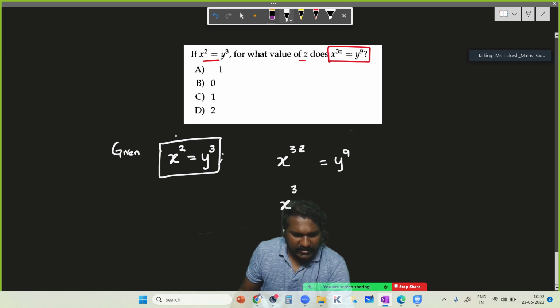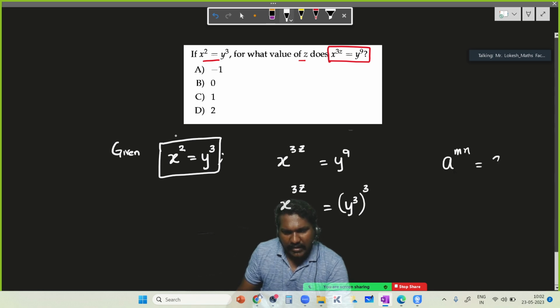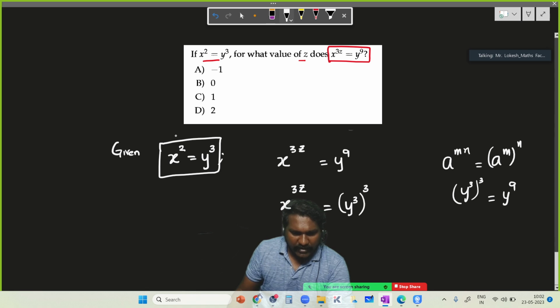Now let me see it. x power 3z is equal to y power 9. I can write it as y power 3 whole power 3, because a power mn can be written as a power m whole power n. So y power 3 whole power 3 can be written as y power 3 times 3, that is y power 9. So that will become x power 3z is equal to y power 3 whole power 3, and this y power 3 can be written as x square as per the given equation. So x square whole power 3.